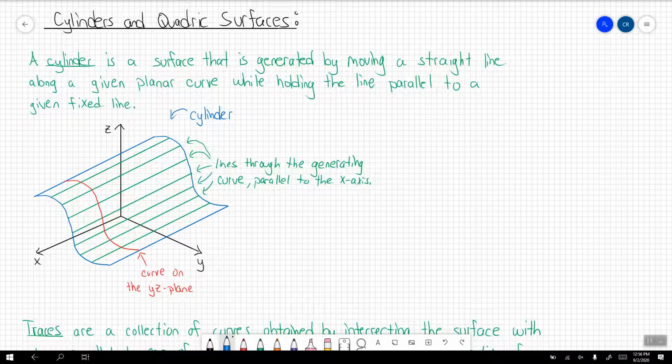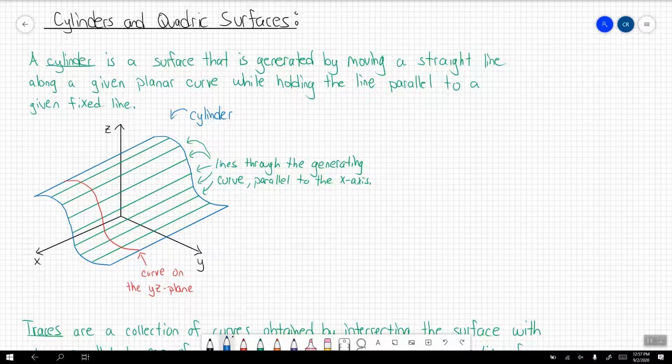So on screen here, you see that I have a definition that says a cylinder is a surface that is generated by moving a straight line along a given planar curve, while holding the line parallel to a given fixed line. Okay, so that says a lot.